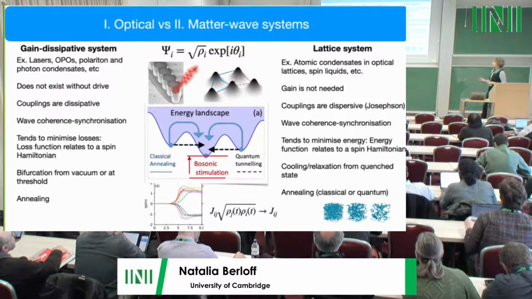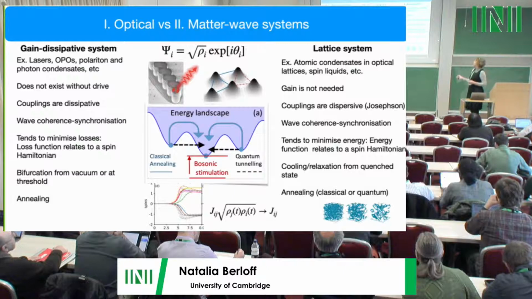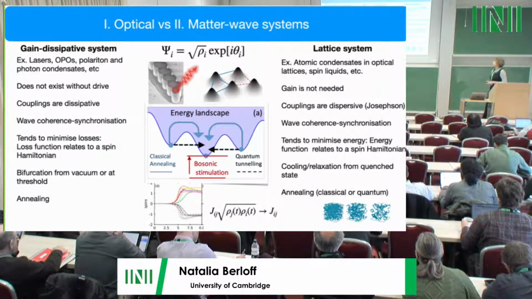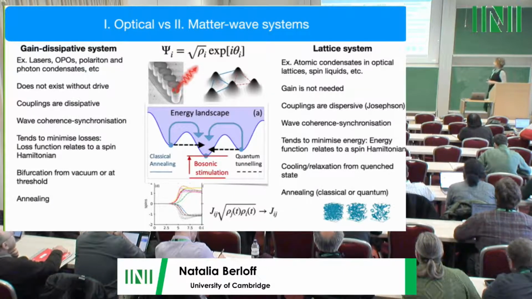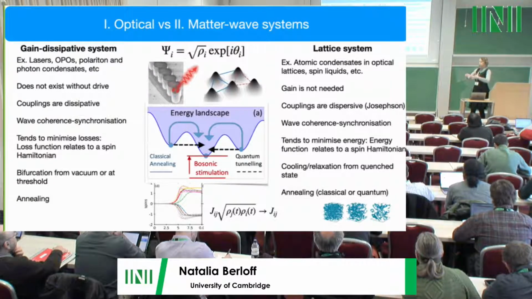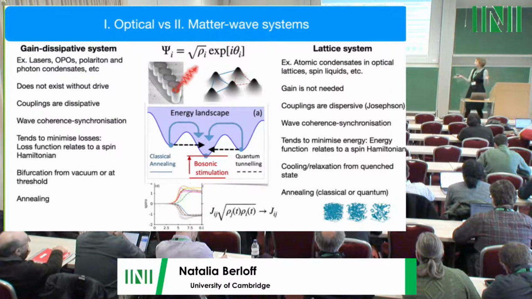Whereas in a matter system, it comes from the kinetic energy, and so the couplings are usually of the dispersive type, the Josephson type of coupling. But in both systems, the answer is there. The answer to the problem is when the coherence is established, and this is wave coherence. So in these systems, again, there is no proper Hamiltonian. It's a non-Hermitian system. So the system minimizes losses. It doesn't have the Hamiltonian.